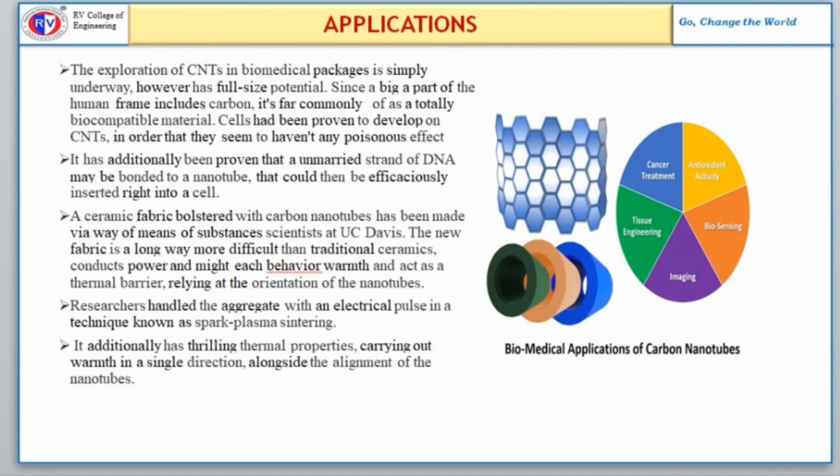Researchers also handled the aggregate with an electrical pulse in a technique which is known as spark plasma sintering, which works extremely well alongside nanotubes.